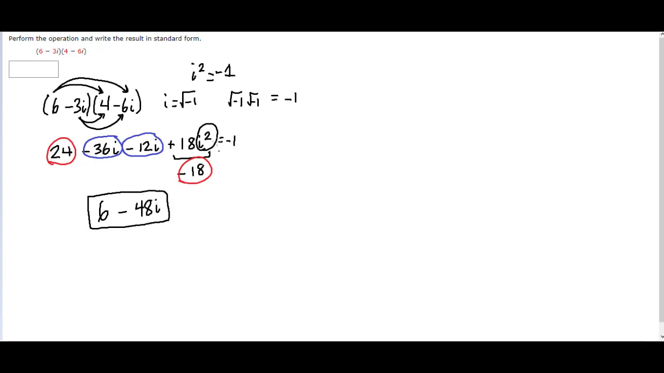Again, the tricky step is the i squared part. You take care of your signs in the initial multiplication, but then whatever sign you get is reversed to be the opposite sign.